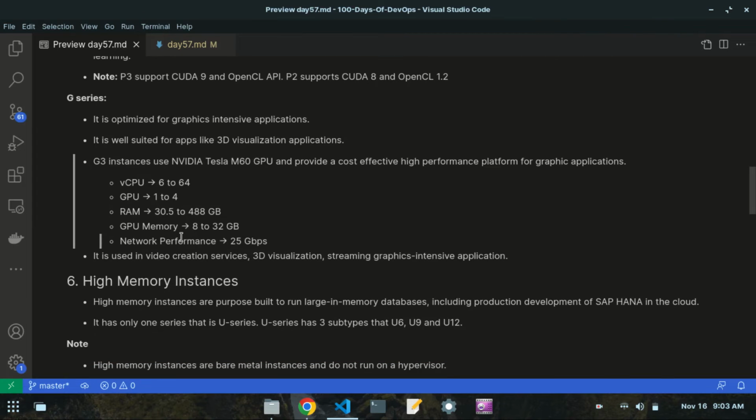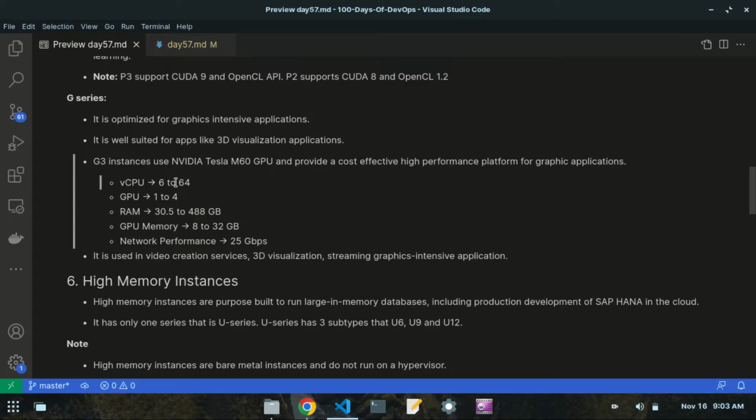Now let's take a look at the G series. It is optimized for graphics intensive applications, and it is well suited for apps like 3D visualization applications. G3 instances use the NVIDIA Tesla M60 GPU and provide a cost-effective, high-performance platform for graphics applications. So these are the specifications of it.